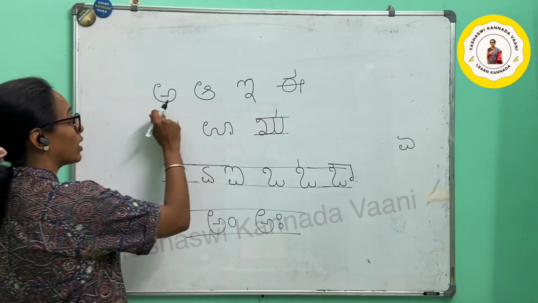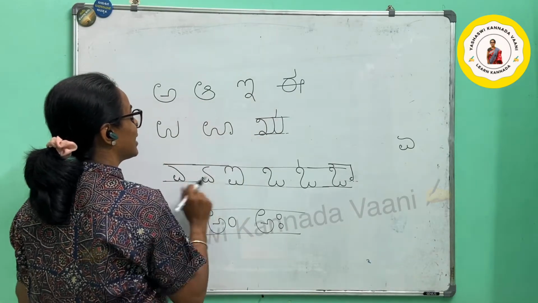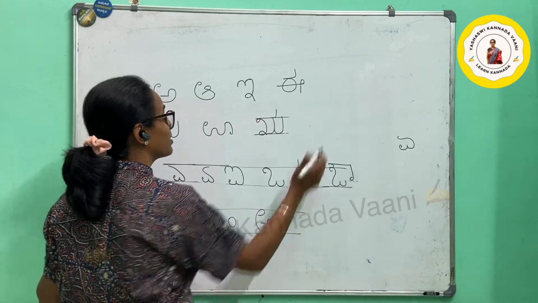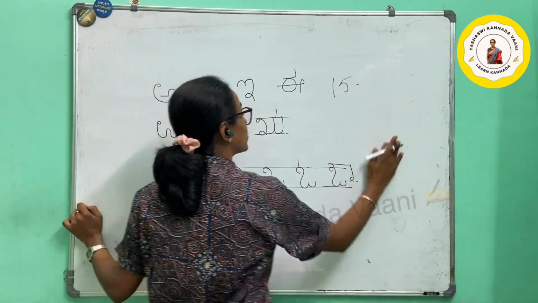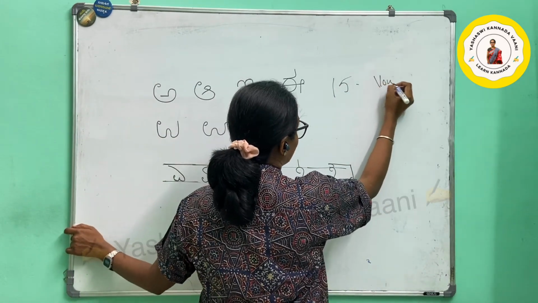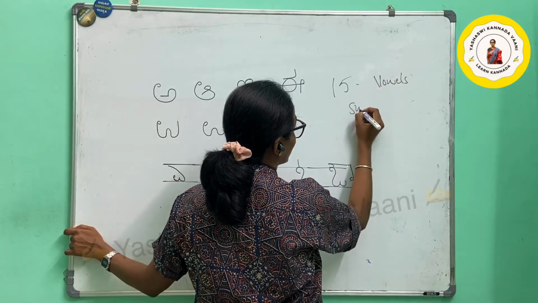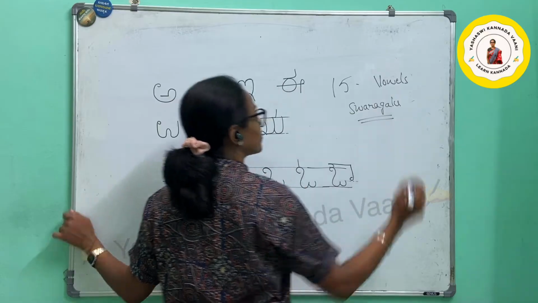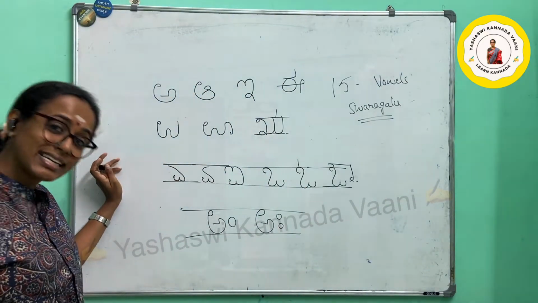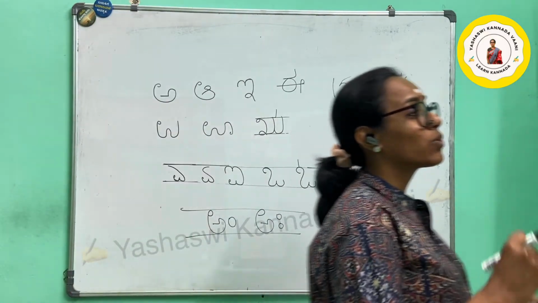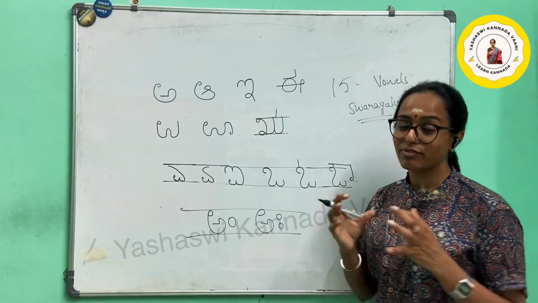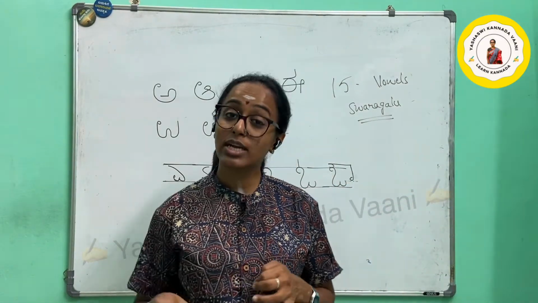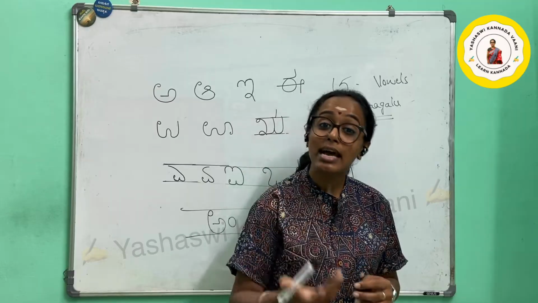So how many letters? 1, 2, 3, 4, 5, 6, 7, 8, 9, 10, 11, 12, 13, 14, 15. We have 15 letters. So these 15 letters are vowels. In Kannada we call them Swaragalu. Clear? Fine. So these are the basic letters, 15 letters. After this we have 34 letters which we are going to learn in the next class.